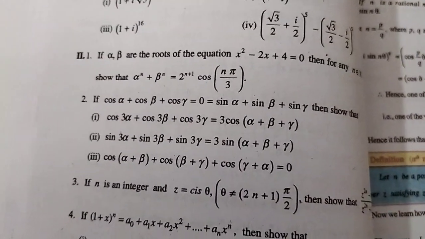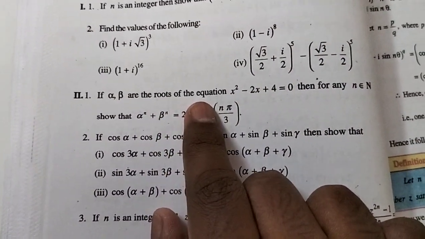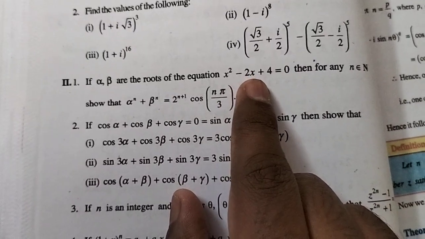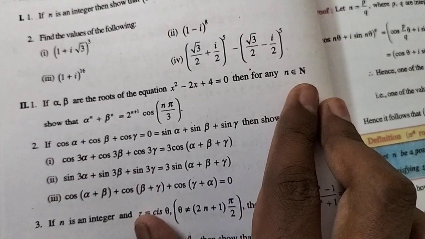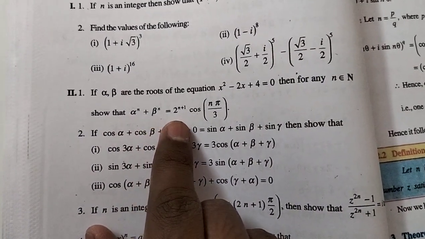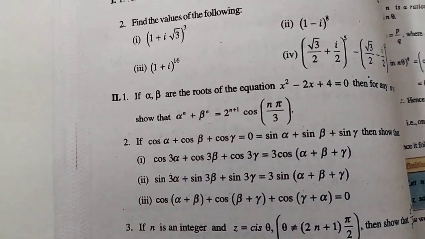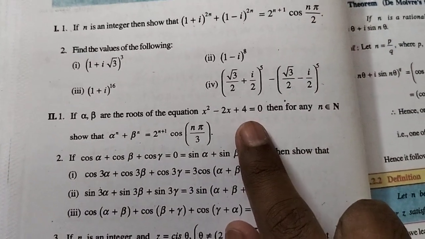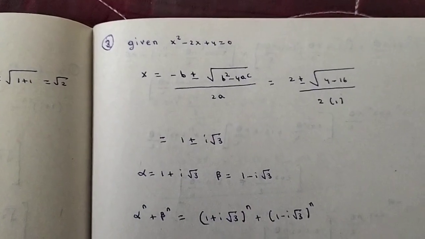And next one, now coming to this question: if α and β are the roots of the equation x² − 2x + 4 = 0, then for any n belonging to N, show that α^n + β^n is equivalent to 2^(n+1) cos(nπ/3). Okay. Now let us take the given equation. First let us take the given equation x² − 2x + 4 = 0.